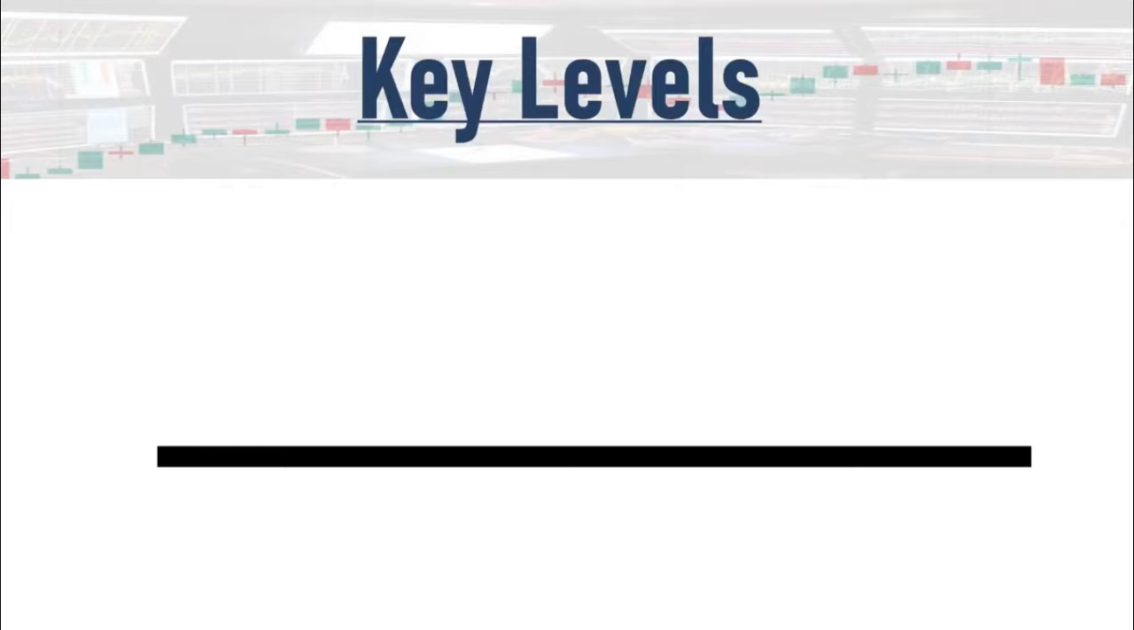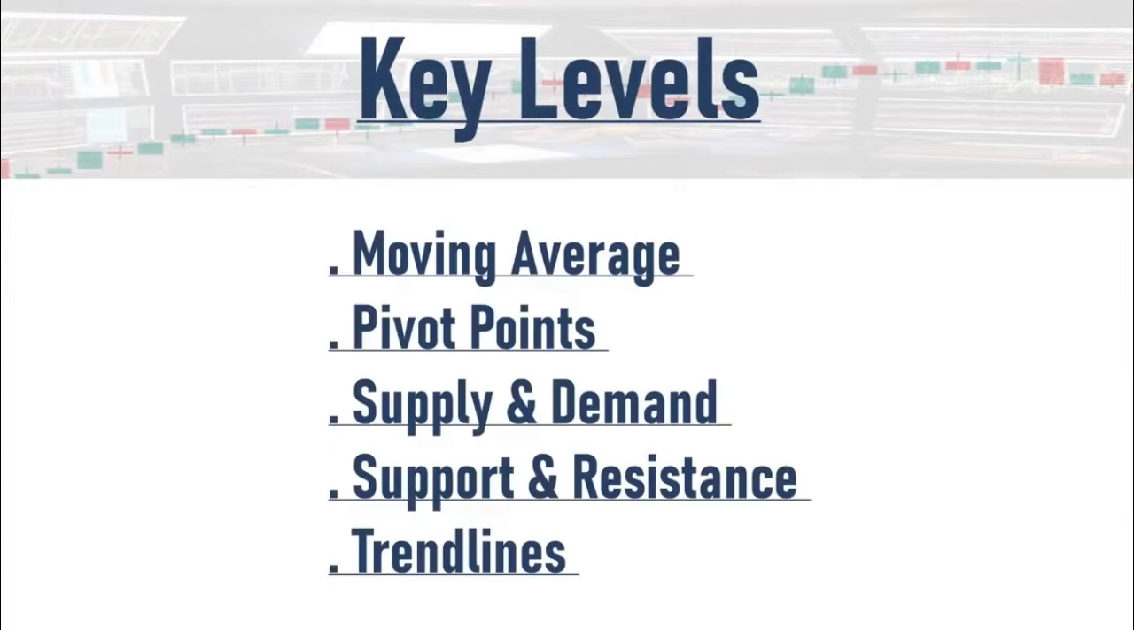Now, if you're day trading, there's a lot of key levels you can look at. Let me give you some examples. One key level you can look at is a moving average. Next one, pivot points. The next one, supply and demand. Next one, support and resistance. And the next one is trend lines. Now, when it comes to trading, you have even more key levels than this. But today we're going to talk about three of these key levels: supply and demand, support and resistance, and trend lines. So let's go.